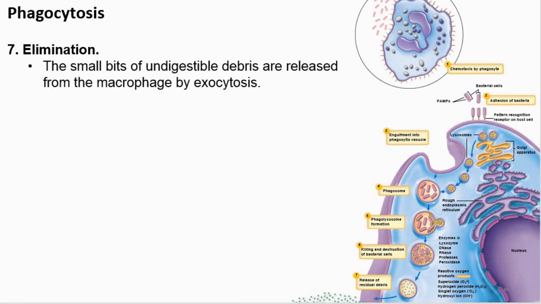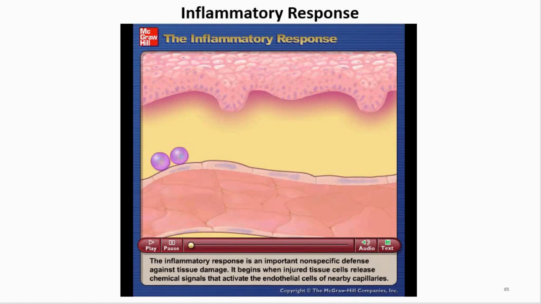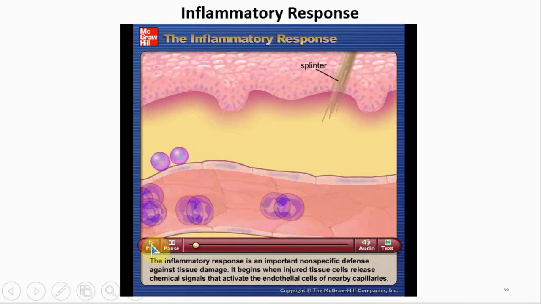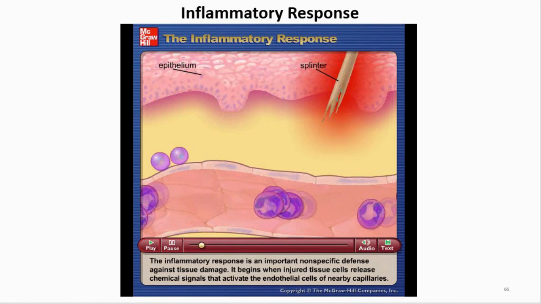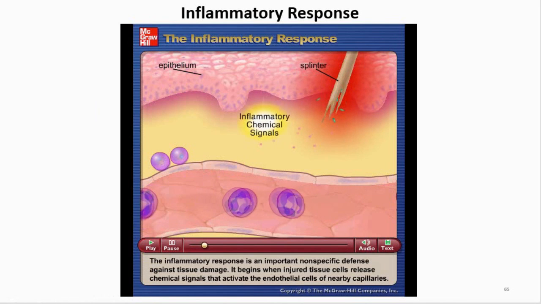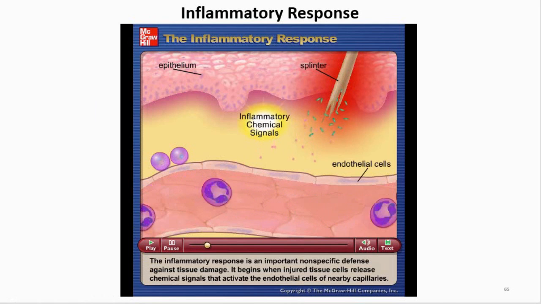And that's phagocytosis. So let's talk about the inflammatory response. The inflammatory response is an important nonspecific defense against tissue damage. It begins when injured tissue cells release chemical signals that activate the endothelial cells of nearby capillaries.